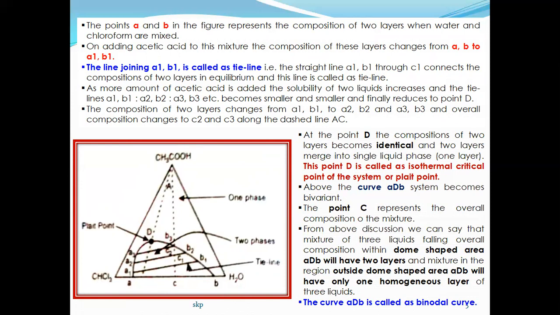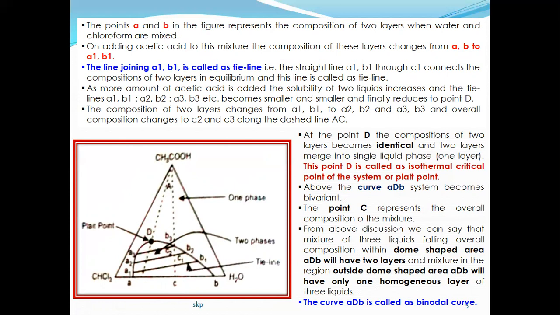The line joining A1 to B1 is called the tie line. That is the straight line A1B1 through C1. At this point the composition of this mixture will be C1. There is an optimum concentration we can call C. At this point the composition will be C1, at this point C2, and at this point C3. The straight line from A1 to B1 going through C1 connects the compositions of two layers in equilibrium, and this line is called the tie line.